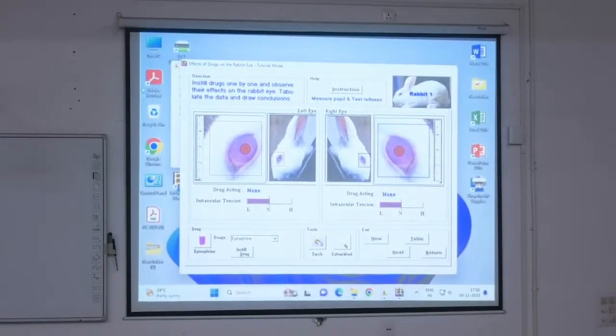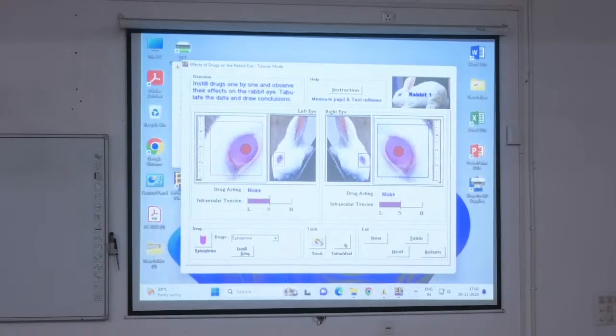Now you can measure the pupillary diameter from this. Just approximate, you can write how much. It is in millimeters. It will be 1, 2, 3, 4 millimeter like this. 4 millimeter diameter. In normal, the diameter is 4 millimeter.